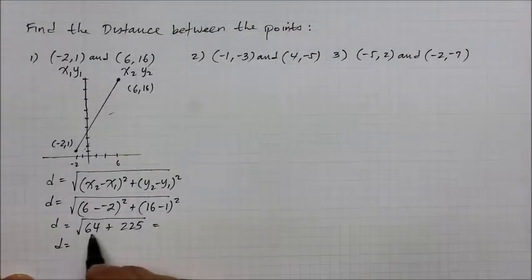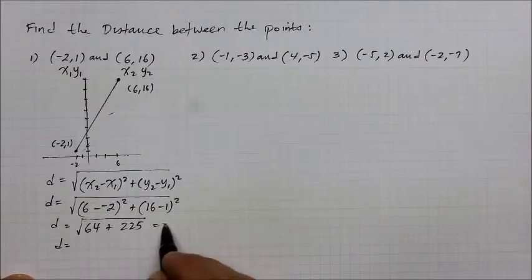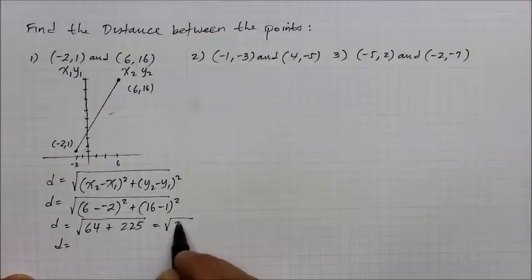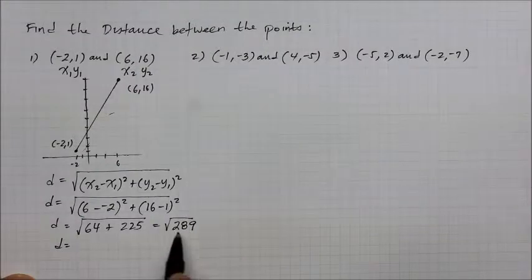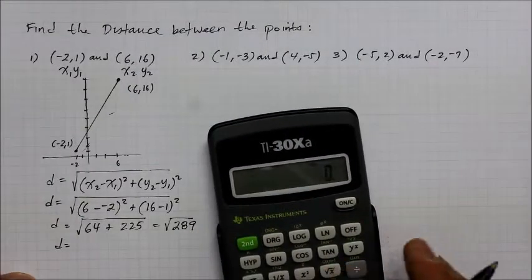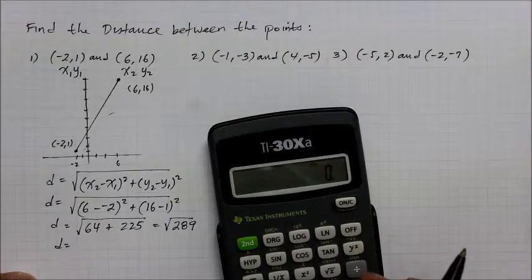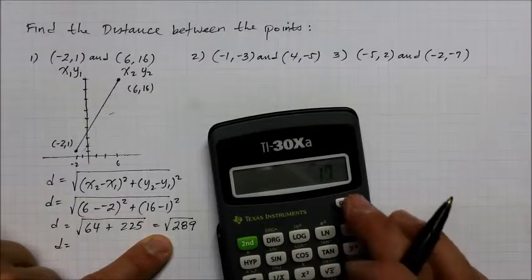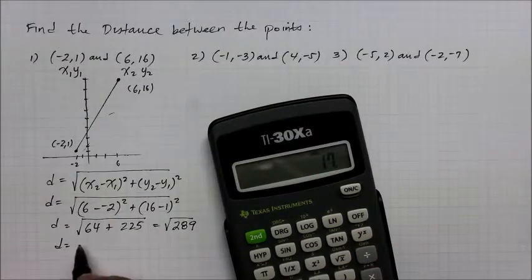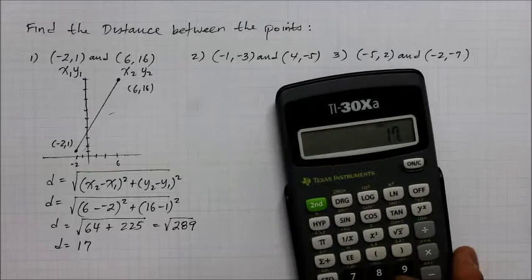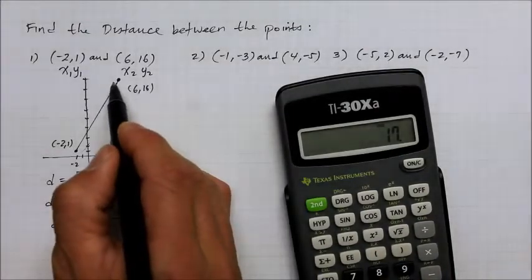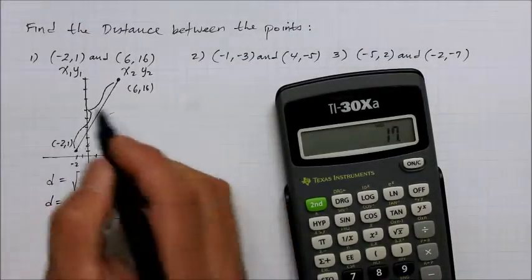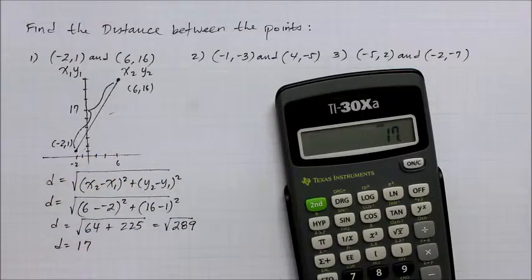So square root of 64 plus 225 is like saying square root of 289, I guess. And what is the square root of 289? I'm not too sure. So I'm going to go ahead and use a calculator. So 289. Then we're going to square root that. Oh wow, we got lucky. It's 17. So that means the distance between these 2 points is 17 units away.